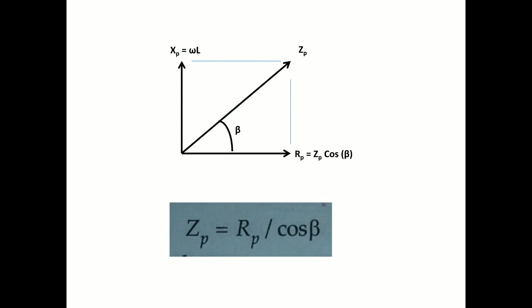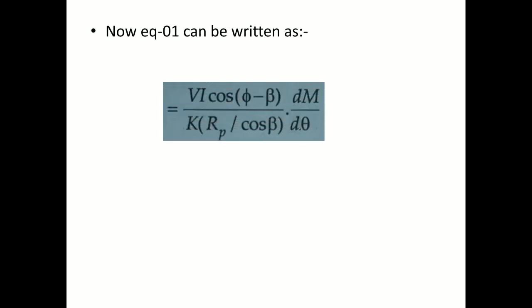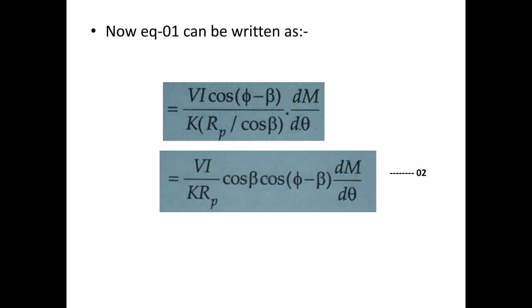Now what we are going to do, we are going to replace the expression of Zp in terms of Rp by cos beta in equation number 1. So equation number 1 can be rewritten in this particular form, that is V into I into cos of phi minus beta whole divided by K into Zp. Now Zp is written as Rp divided by cos beta into dm by d theta. So if you rearrange the terms, you will get the actual reading of wattmeter when we consider the inductance of the pressure coil, which is nothing but V into I divided by K into Rp into cos beta cos phi minus beta into dm by d theta. Let that be equation number 2.